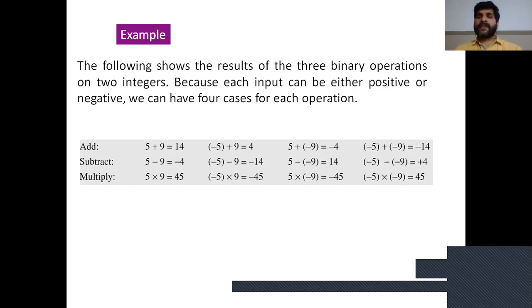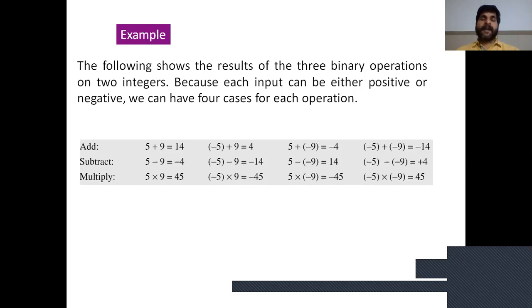The following shows the result of three binary operations on two integers. Because each input can be either positive or negative, we have four cases for each operation. Addition: 5 plus 9 equals 14, minus 5 plus 9 equals 4, 5 plus minus 9 equals minus 4, minus 5 plus minus 9 equals minus 14. Similarly, subtraction: 5 minus 9 equals minus 4, minus 5 minus 9 equals minus 14, 5 minus minus 9 equals 14, minus 5 minus minus 9 equals 4.